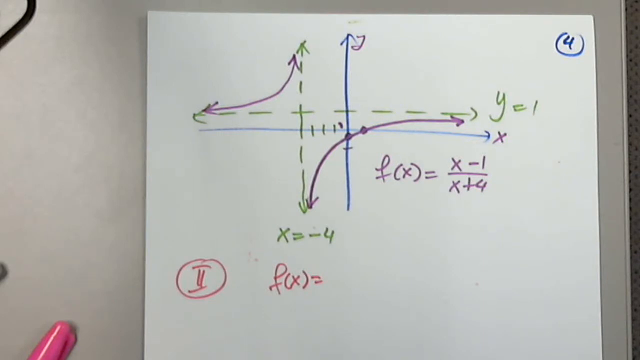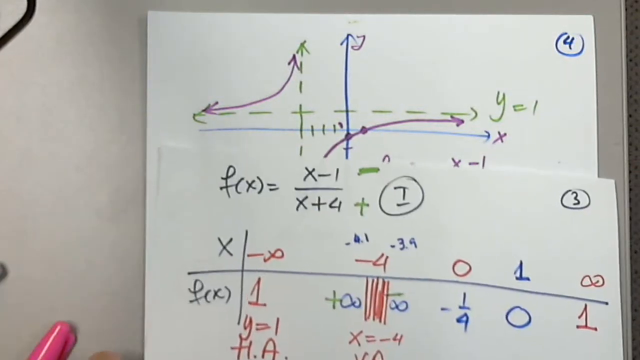Any example you would like to work on of type 2? X squared minus 4 over x plus 8. That's type 3. Oh. So just flip it then.